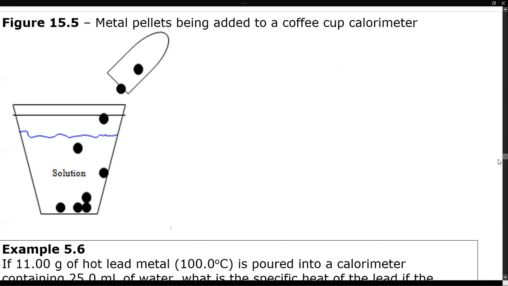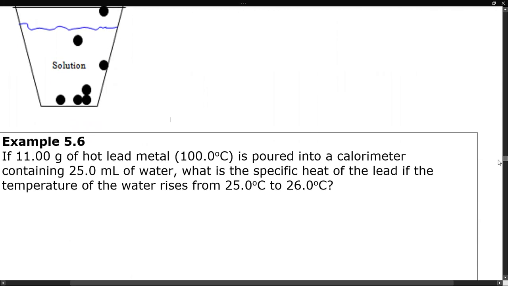you can calculate the specific heat of the metal in this case. So here's a particular, for instance, if we got 11 grams of hot lead metal at 100 degrees Celsius, so we heat that up in a boiling water bath inside a test tube. We pour that metal into a calorimeter cup containing 25 milliliters of water. We'll assume 25 grams of water, and we want the specific heat of the lead if the temperature rises from 25 to 26 degrees Celsius. So we'll need to set up some equations.